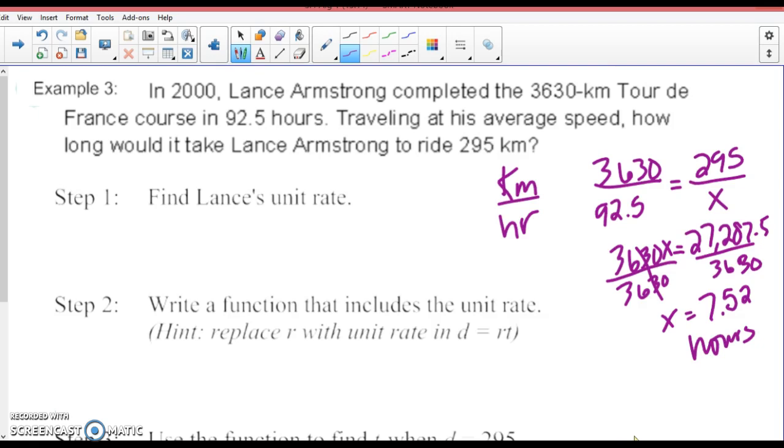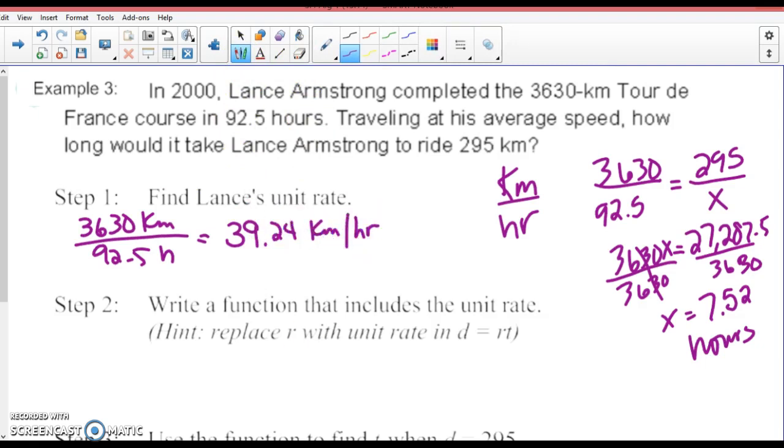The other way to do it is the way they're working through it. Find Lance's unit rate. Well, Lance's unit rate is going to be 3,630 kilometers for 92.5 hours. If I want to find his unit rate, all I need to do is divide. 3,630 divided by 92.5 gives me approximately 39.24 kilometers per hour.